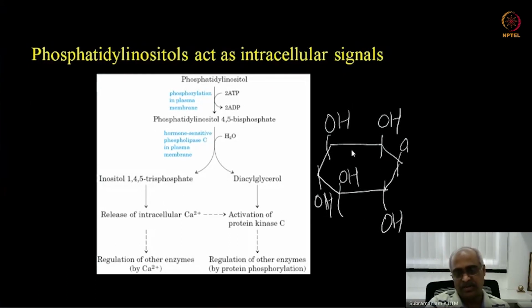Tris means 3 different alcohols having monophosphates. Tri means one alcohol group having 3 phosphates. So this inositol 4,5 bisphosphate, which is made on the membrane phosphatidyl inositol.